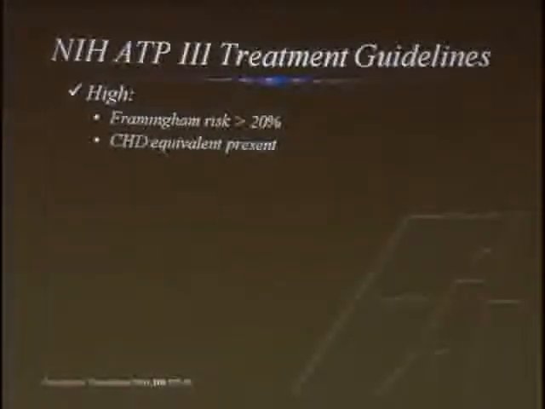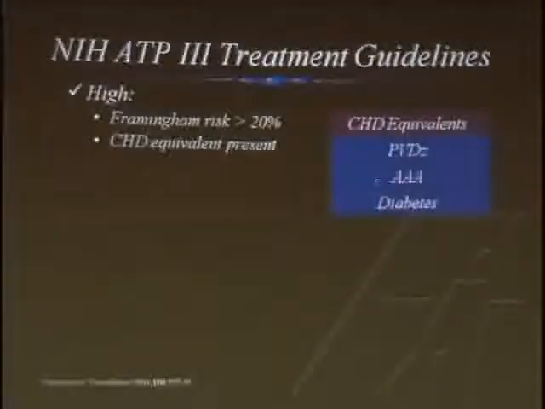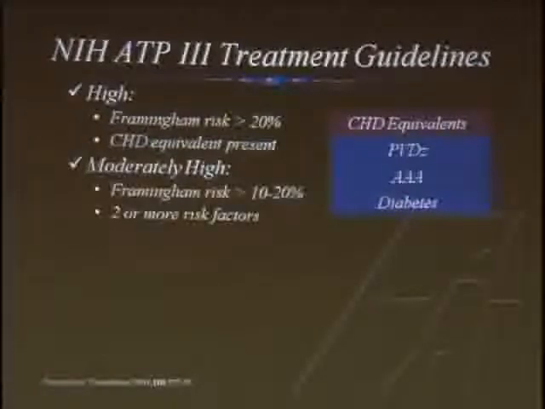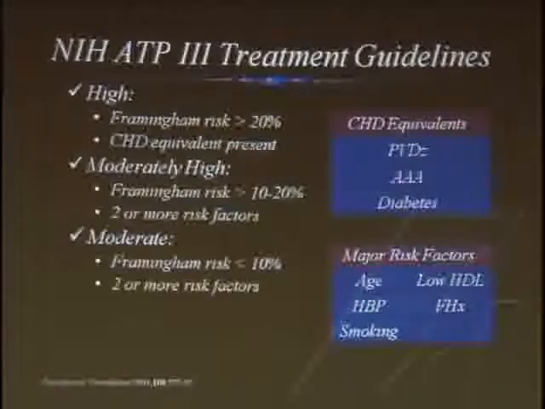Basically, they broke people into 4 categories. I hope no one's asleep for this, because this is the most important part of this whole talk. Okay, so Framingham risk is greater than 20, so you do the risk calculator, it's more than 20%, or you have a coronary artery disease equivalent, which is you have known peripheral vascular disease or these other problems, then your risk is high. Moderately high risk, your calculator is 10 to 20%, and you have 2 or more major risk factors listed here. Moderate Framingham risk, again, calculator less than 10%, but multiple risk factors, and low risk.